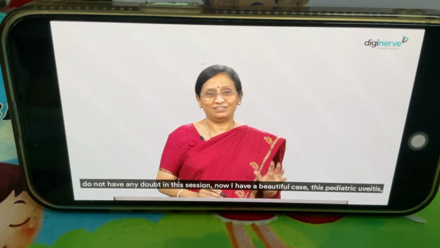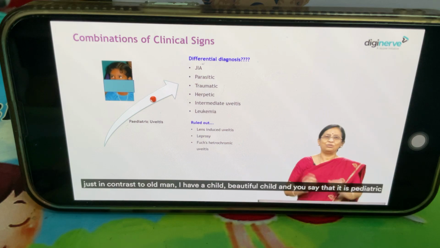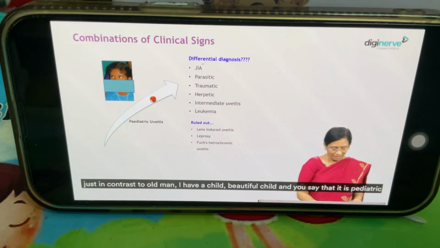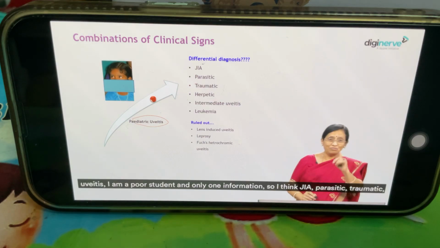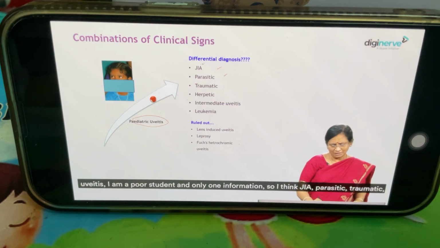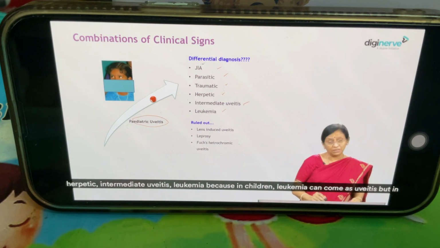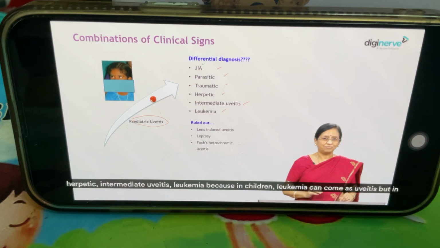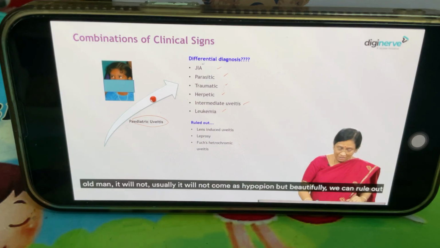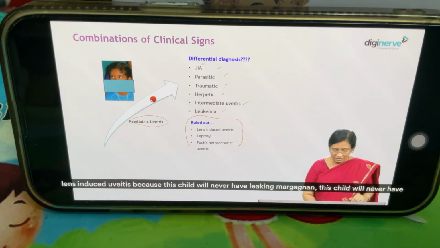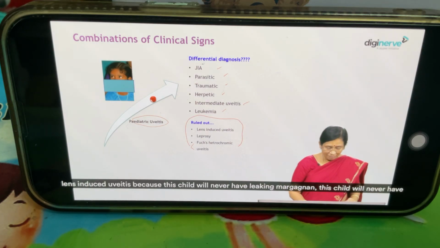I have a beautiful case. This is pediatric uveitis. Just in contrast to the old man, I have a child, a beautiful child. And you say that it is pediatric uveitis. I am a poor student with only one piece of information. So I think JIA, parasitic, traumatic, herpetic, intermediate uveitis, leukemia, because in children, leukemia can come as uveitis. But in old men, it will not come as hypopyon. But beautifully, we can rule out lens-induced uveitis because this child will never have a leaking Morgagnian cataract.